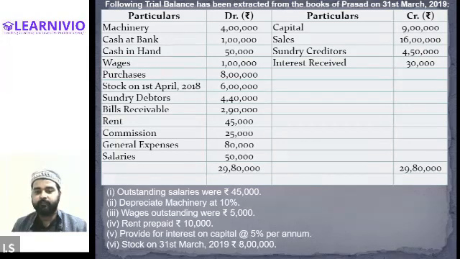After that, we have stock on 1st April 2018. That means we have opening stock given in the question. Until now, you must know that opening stock should be recorded in the trading account. So please write it in the trading account, to opening stock 6 lakhs. Let me know if you have any doubt.